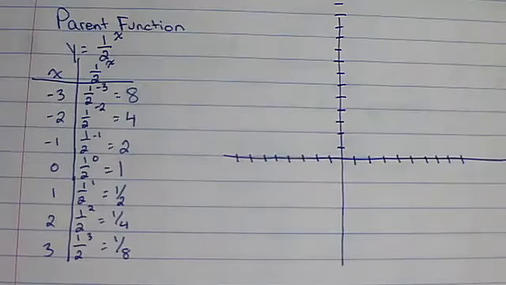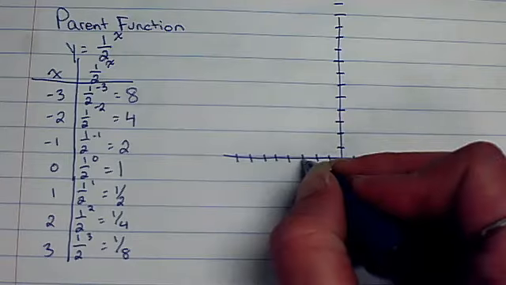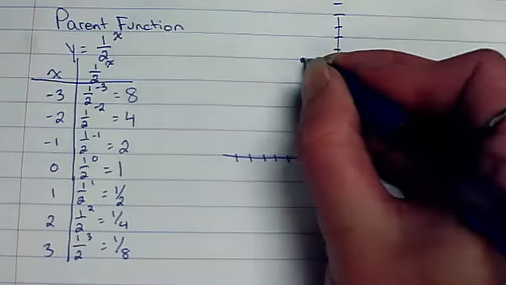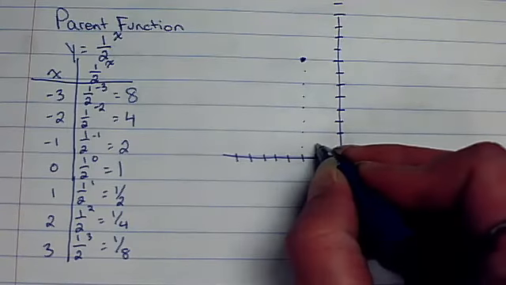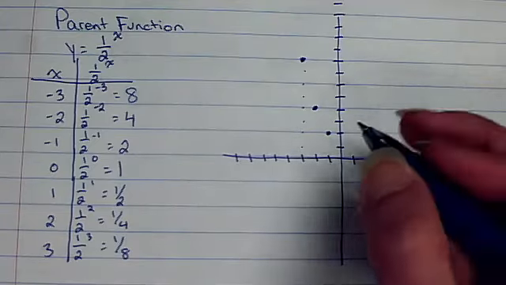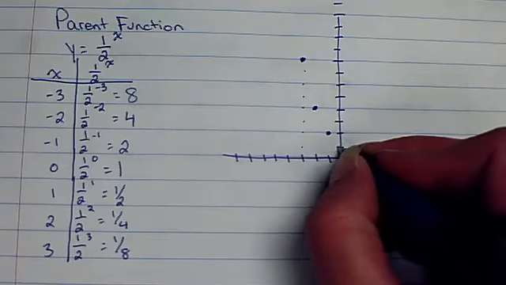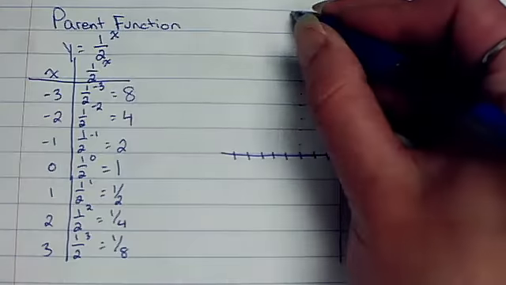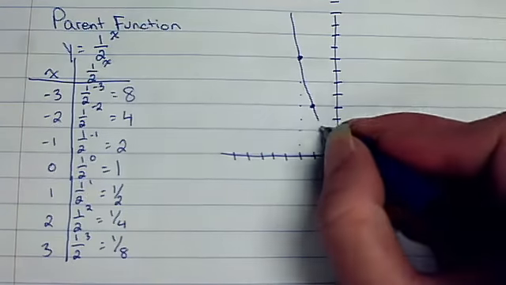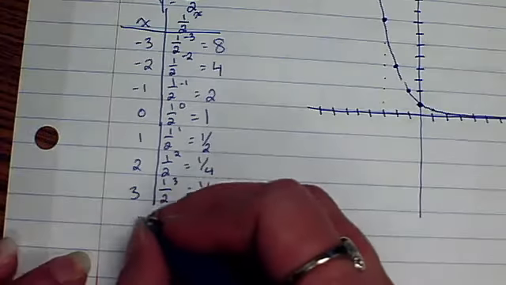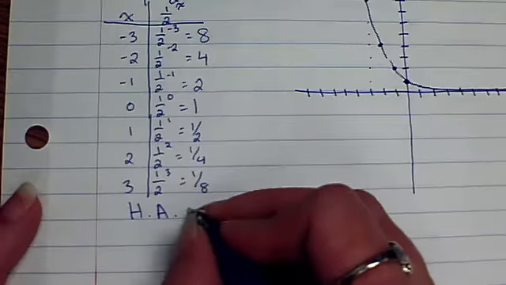Okay. I'm going to go ahead and sketch this parent function. When x is -3, I'm at 8. Okay. When x is -2, I'm at 4. X is -1, I'm at 2. When x is 0, I'm at 1. When x is 1, I'm at 1/2, and so forth. And I've got that beautiful horizontal asymptote. So let's make sure we note that. There is a horizontal asymptote at y equals 0.